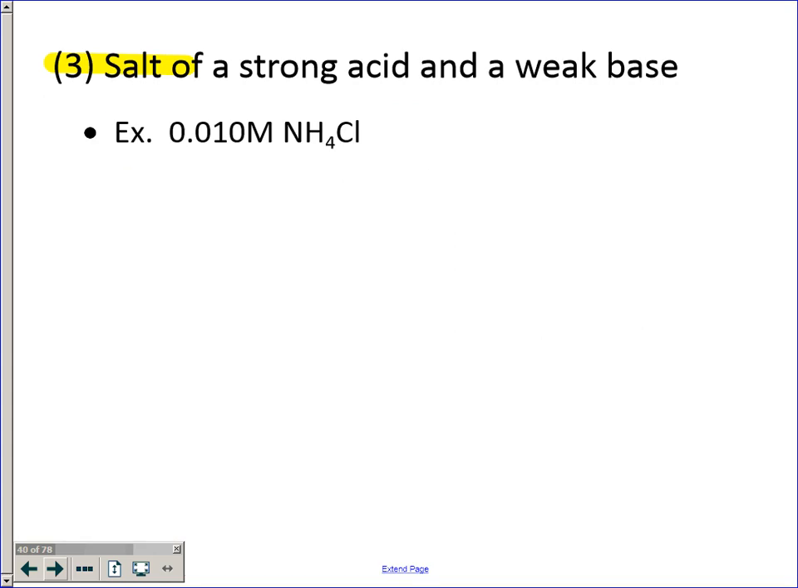Okay, I want you guys to attempt this one. I've already told you what kind it is, but I want you to attempt it.